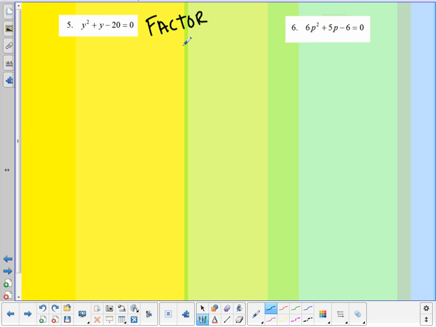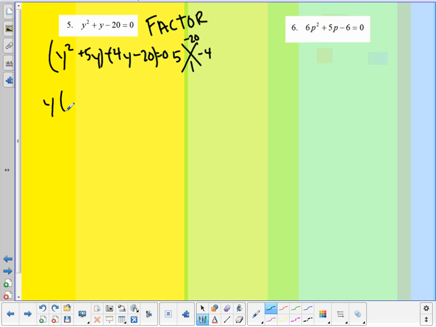Remember that when we factor, we set up that factor x. I have 1 times negative 20, which is negative 20, and I want a sum of 1, so that means I'm looking at 5 and negative 4. So I have y squared plus 5y minus 4y minus 20 equals 0. When I group these, I have y times y plus 5 and negative 4 times y plus 5. And that just goes back to factoring trinomials. So y minus 4 and y plus 5 equaling 0.